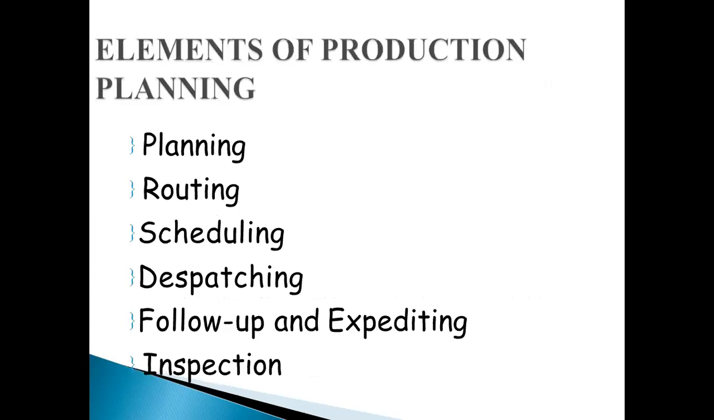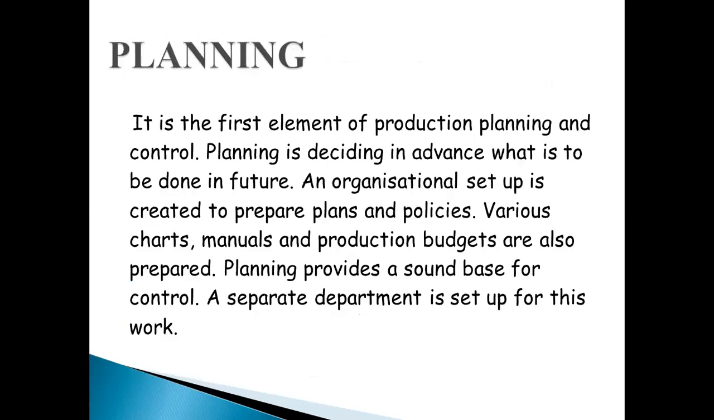There are elements like planning, routing, scheduling, dispatching, follow up, and inspection. So the first is planning. No doubt we have to plan about each and every activity in advance, that we have done earlier also. We have to see how many equipments are required, how much labor is required, how many machineries are required. We have to plan about the capacity of the production also.